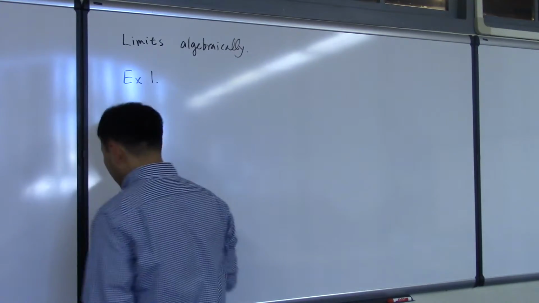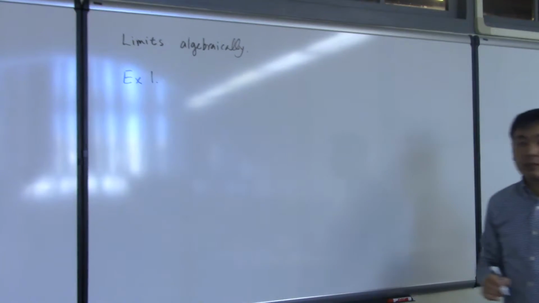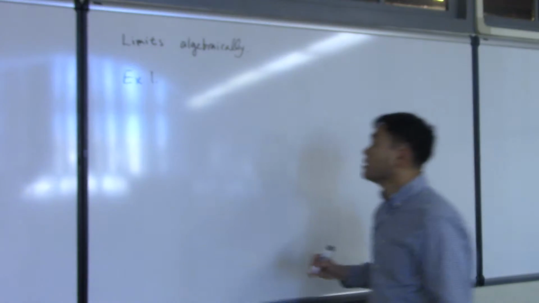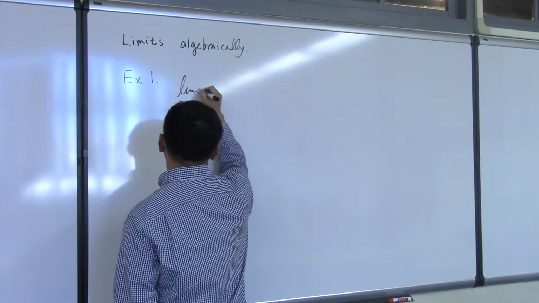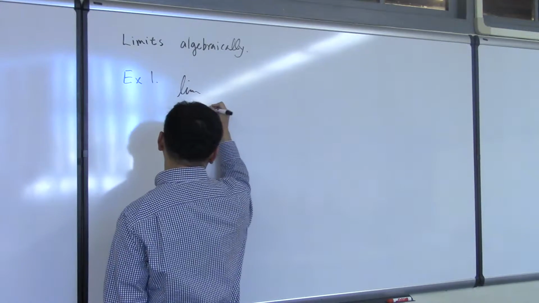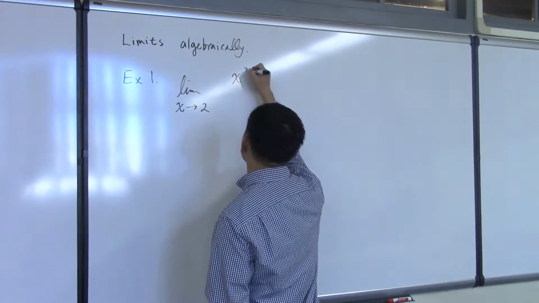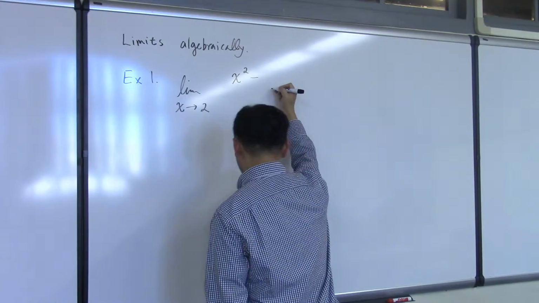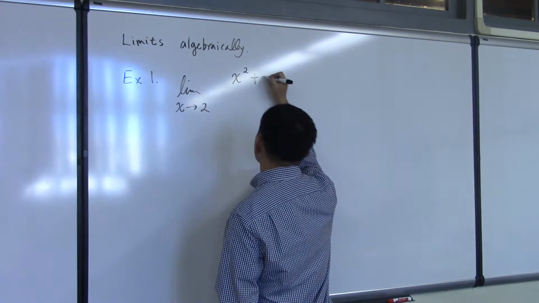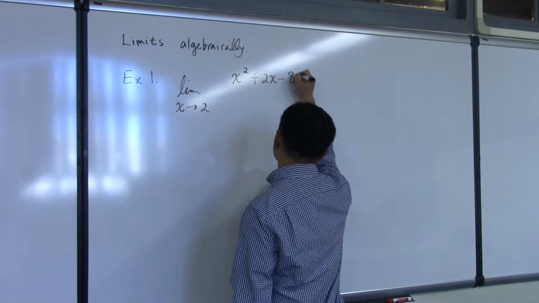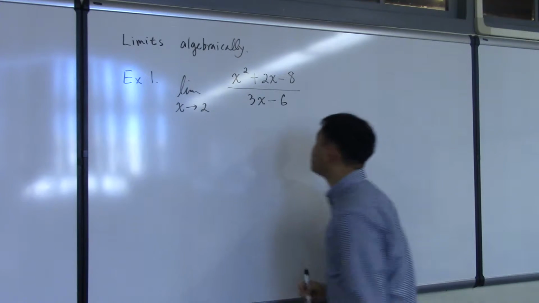Let's start with some easy examples where you can determine the limit of a function algebraically. Here's an example. Limit x going to 2 of x squared minus 2x minus 8 over 3x minus 6.